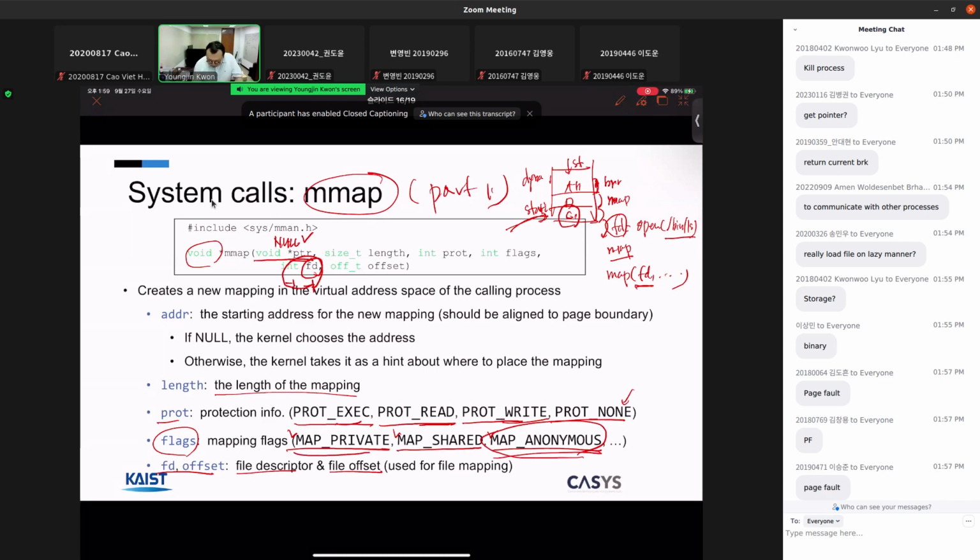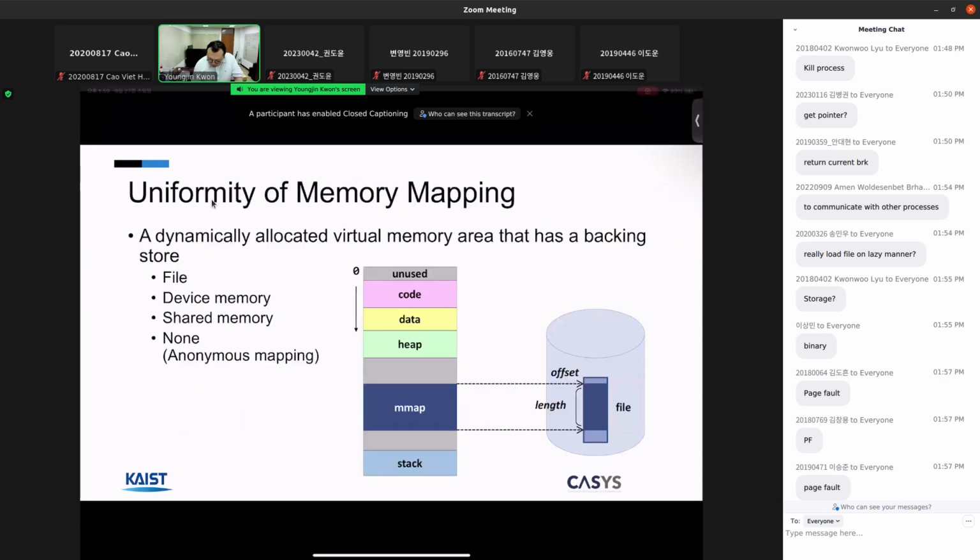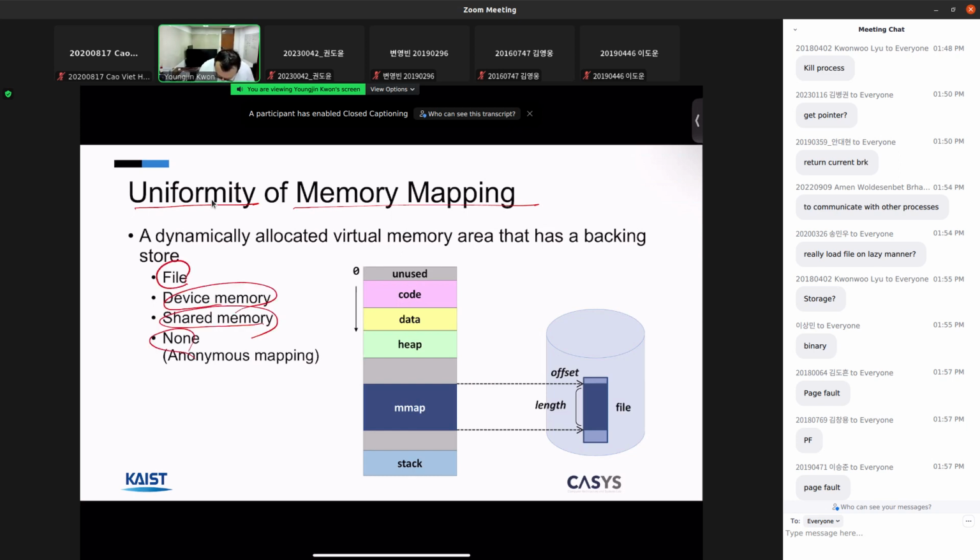Now, private and shared. Let's take a look. This is an example of what I briefly talked about: memory mapping has this uniformity. Recall the beauty of the Unix API, where a single mmap interface handles different types of memory: file, device memory, shared memory, and none, which is called anonymous mapping.